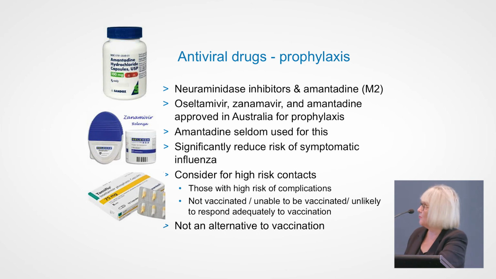Antiviral drugs are also used for prevention, especially the neuraminidase inhibitors now. Amantadine isn't used very much anymore, as I said. Those three are all approved in Australia for prophylaxis of influenza. They do significantly reduce the risk of symptomatic influenza, and they should be considered for high-risk contacts of a confirmed case, and especially those with high risk of complications or people who are not vaccinated or who you expect not to have any immunity. But they're not an alternative to vaccination.